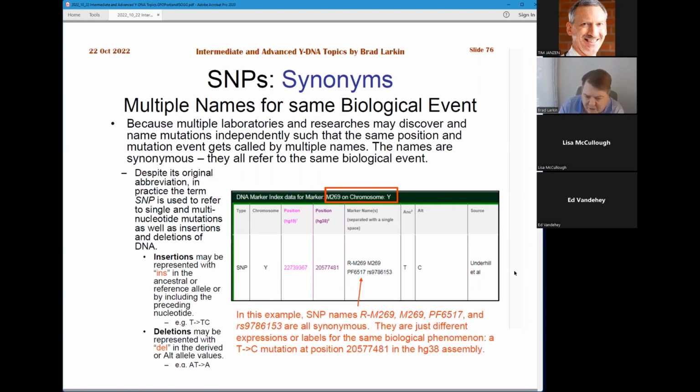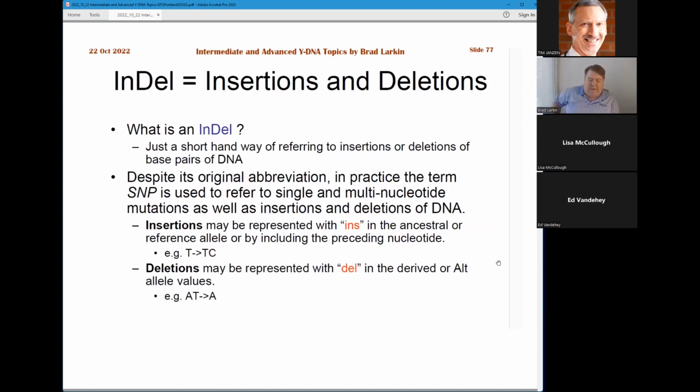So that's what my DNA index tries to do, is tries to enumerate all the synonyms so that you can go from a piece of literature to a person's home test to the national science databases. So RM269, M269, PF6517, and RS9786153, they're all synonymous. They're just different expressions or labels for the same biological phenomenon. A T to C mutation at assembly 38 position 205-77481.